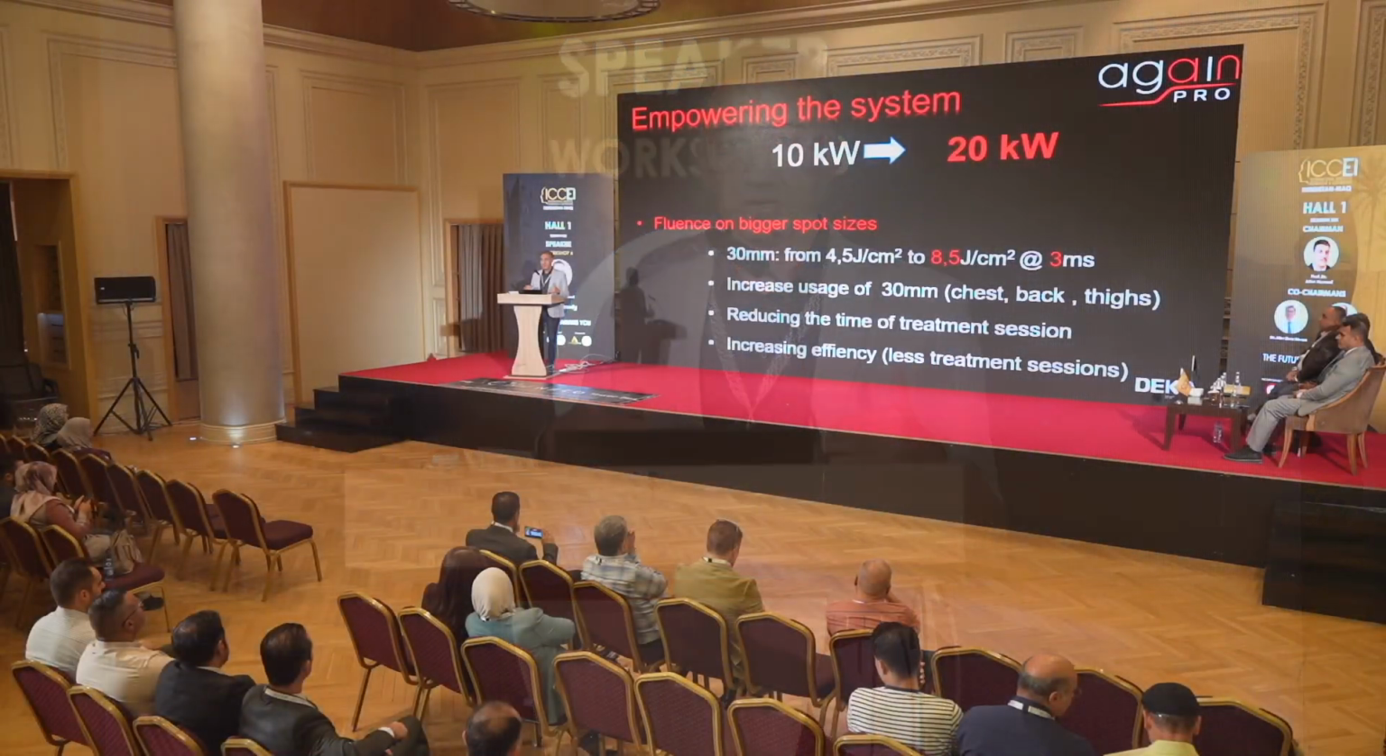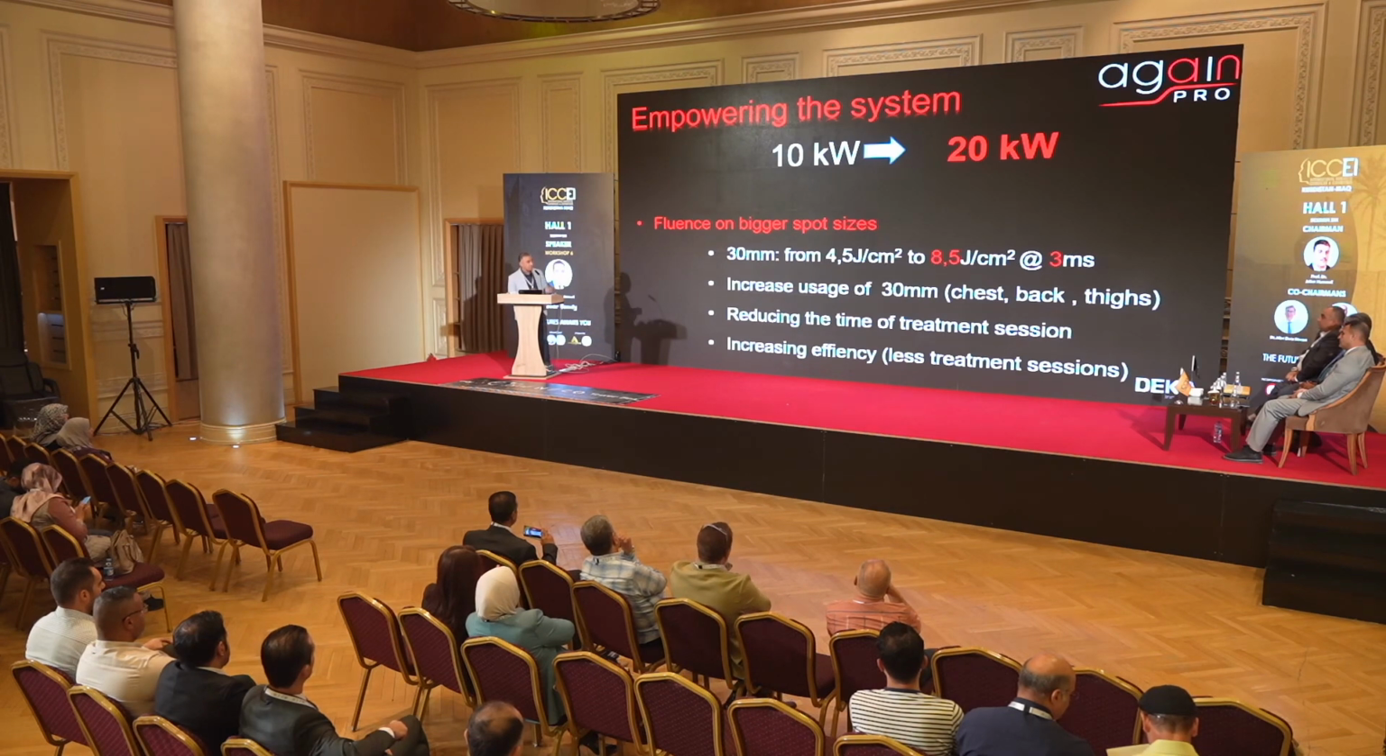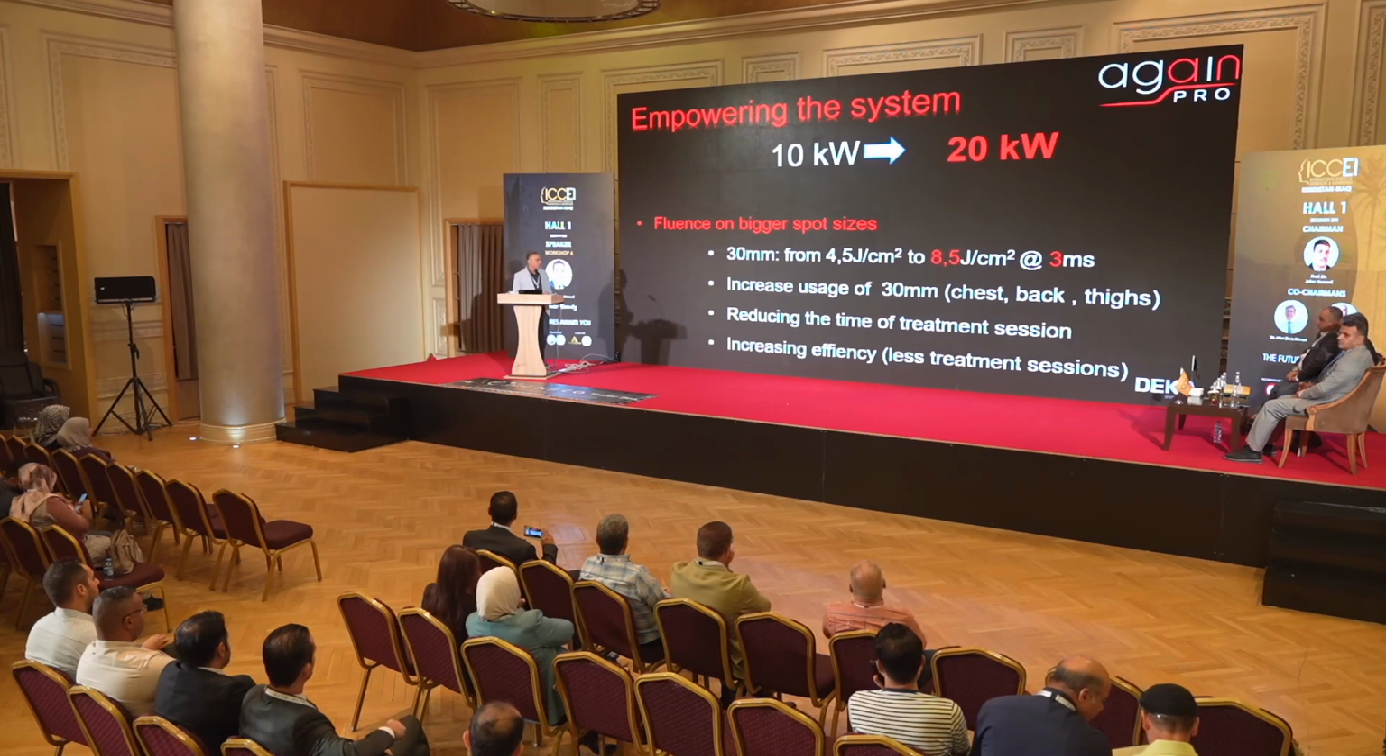Reducing the time of the treatment session: of course, the 30 millimeter will save time. I can do a full body in 20 minutes because I save time on the chest and wide areas and sides. Increasing efficiency gives me fewer treatment sessions. I can achieve my perfect effect in short treatment courses, up to 7 or 8 sessions in normal people, because in hormonal imbalance, it's something totally different.